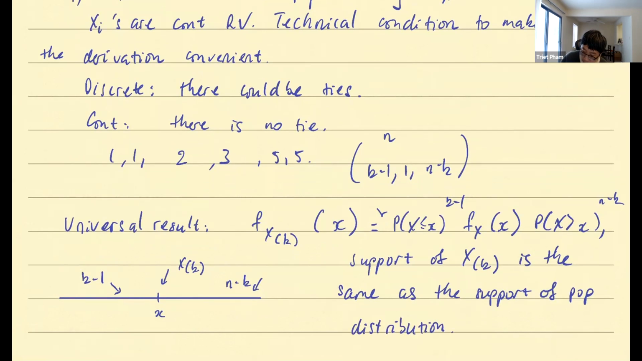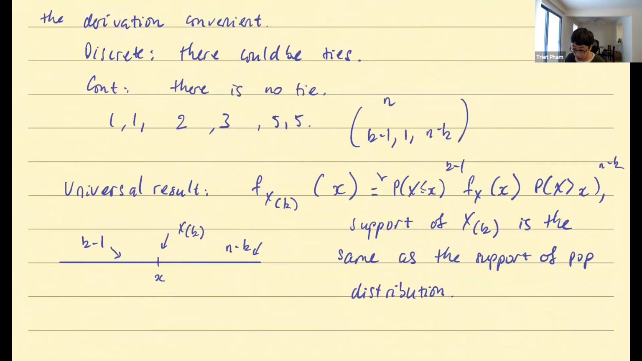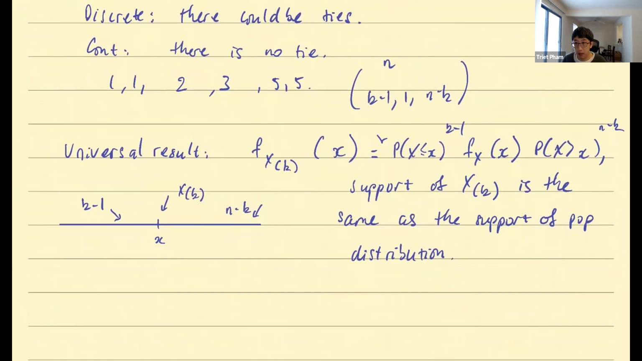In other words, if the population was a uniform (A, B), then the range of this is also from A to B. If the population is exponential, from 0 to infinity, then the kth order statistic also takes values from 0 to infinity. I hope that's clear. Any question on this?